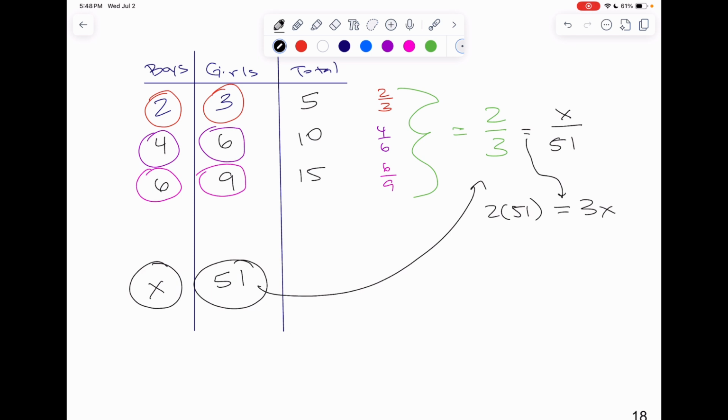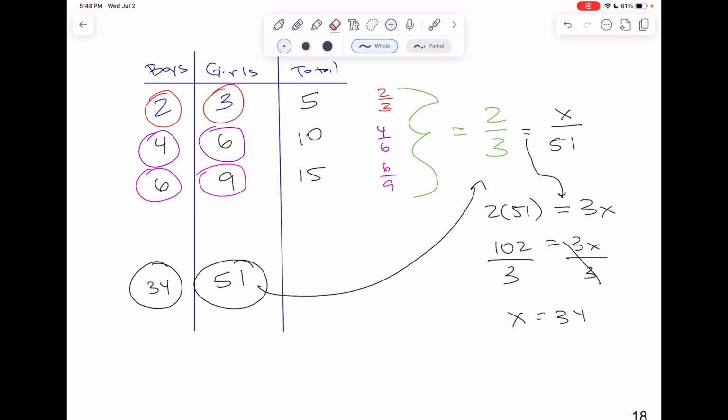2 times 51, that's 102, equals 3x. If I divide both sides by 3, I'll find out that x equals 34. And so I just found out what this guy is because 34 out of 51 has the same relationship as 2 over 3. Now, that's a part-to-part relationship. I can also have a part-to-total relationship.